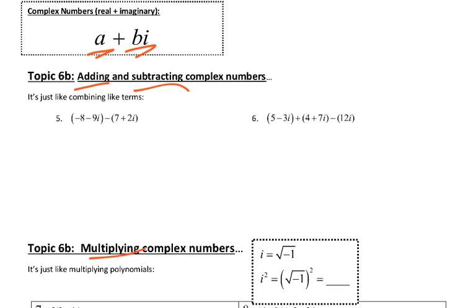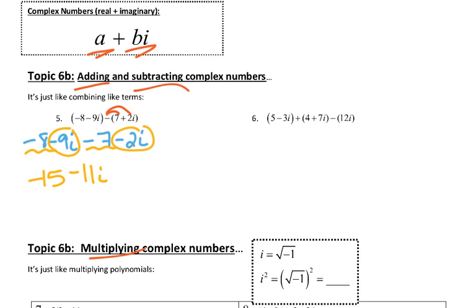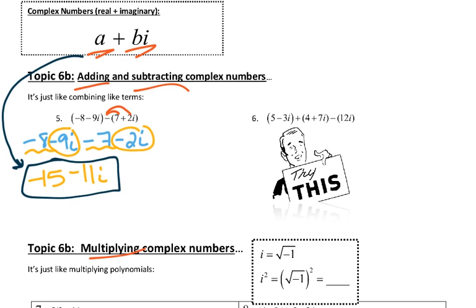So for problem number 5, we're going to treat it just like we would with polynomials, where we would distribute that negative inside. So we'll get a -8 minus 9i minus 7 minus 2i. And then I combine my like terms. So my -8 and -7 make a -15. My -9i minus 2i is minus 11i. We always write it where the real number is first. So that nice normal negative number comes first. That's our answer. Pause the video for a minute or two and try number 6, then restart it and see if you match my answer.